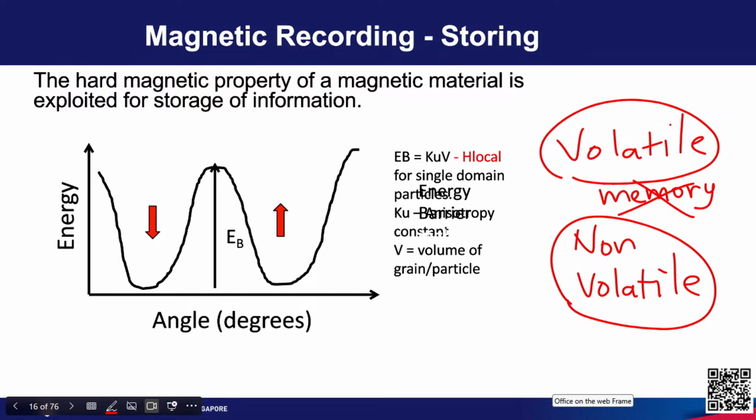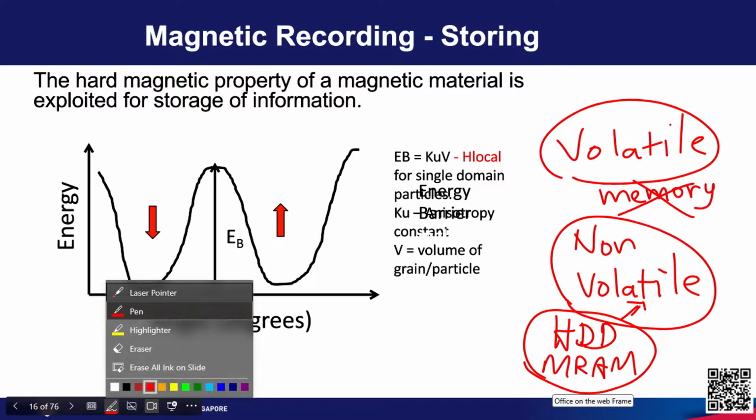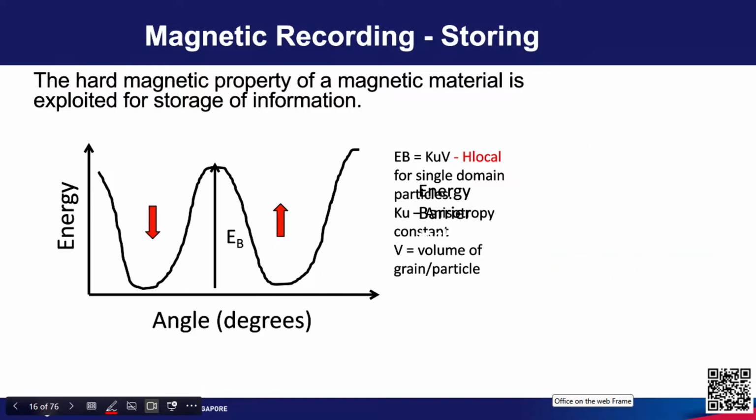So, when we talk about hard disk drives or devices like MRAM, magnetic random access memory, all these are non-volatile devices, which means they retain the data even if you switch off the power. What makes these devices retain the data is this energy barrier. This barrier prevents the magnetization from flipping from this direction to the other direction.